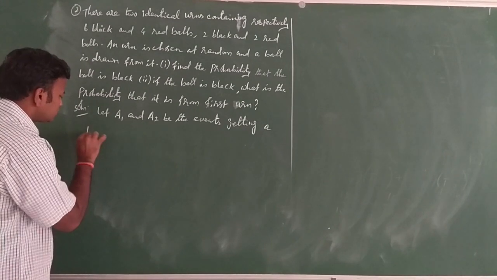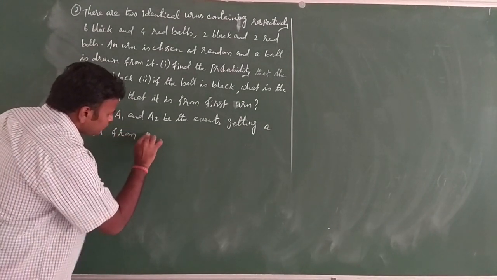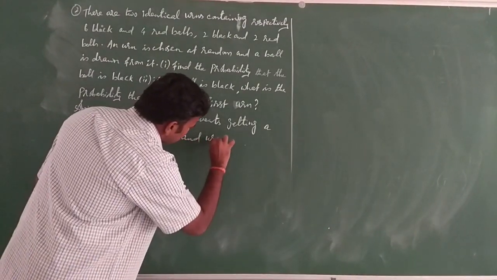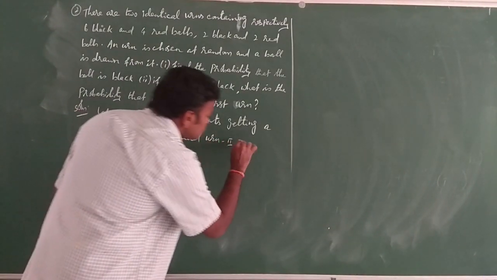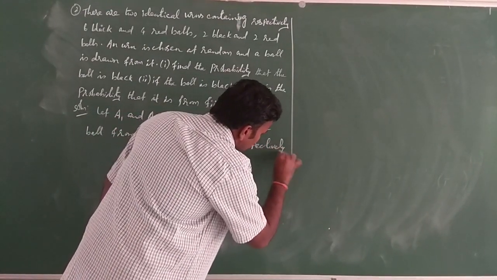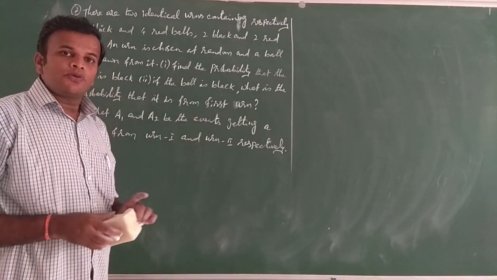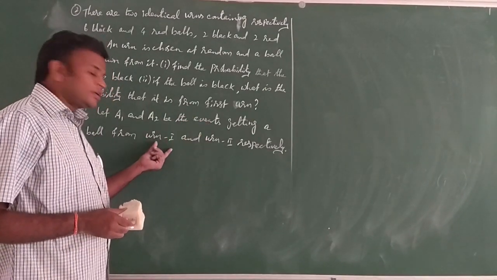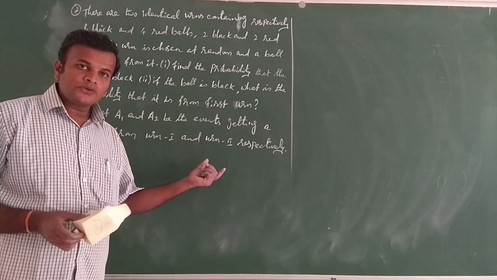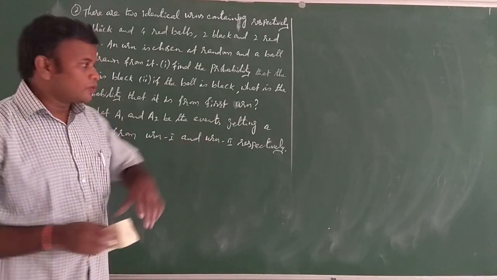Getting a ball from N1 and N2 respectively. The meaning of this line is, suppose we are taking a ball from N1, the name of the event is A1. Taking from N2, the name of the event is A2. That is the first step.